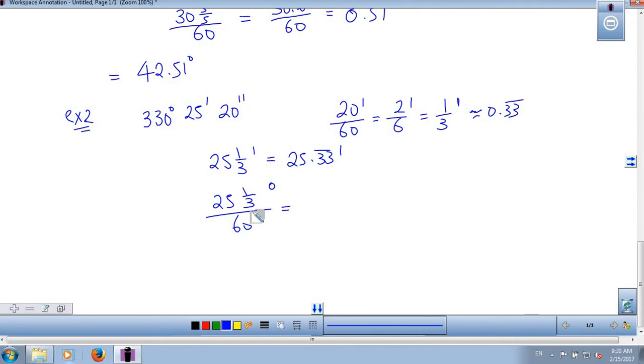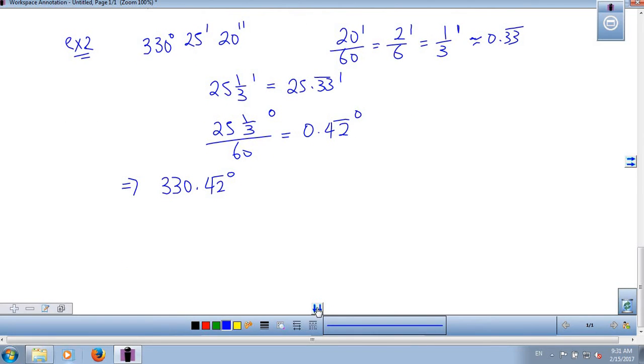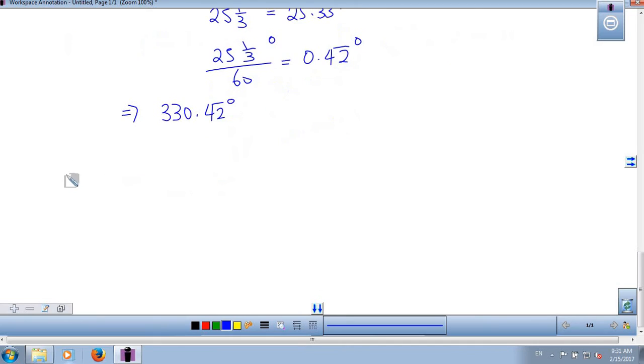Okay, and then divide that answer by 60. So you get 0.42 repeating degrees. So then finally we go ahead and add the 330 degrees to this. So we get 330.42 repeating degrees. Okay, so that's how we convert degrees, minutes and seconds into degrees only using the decimal system.